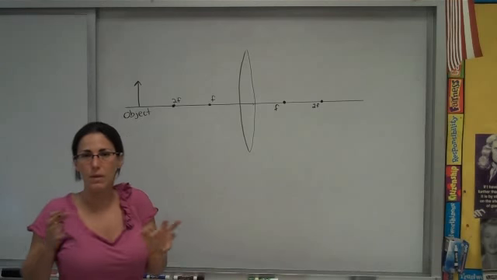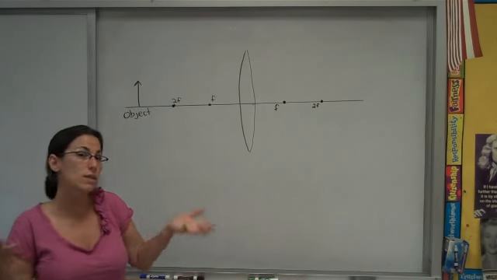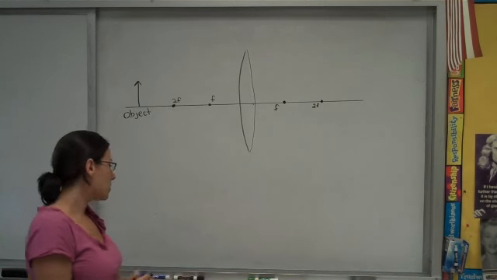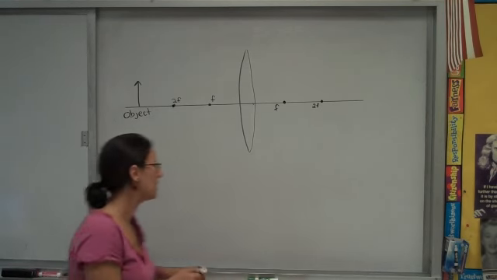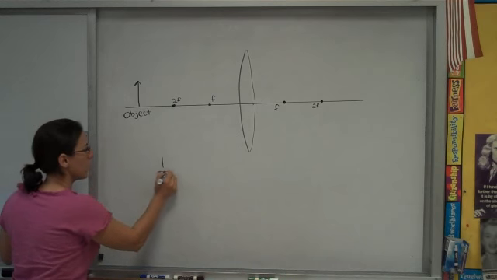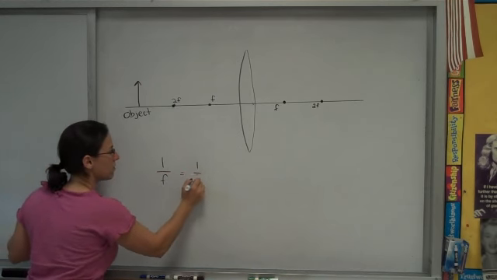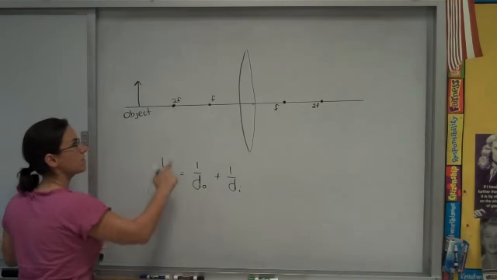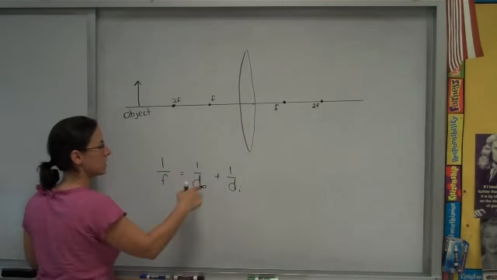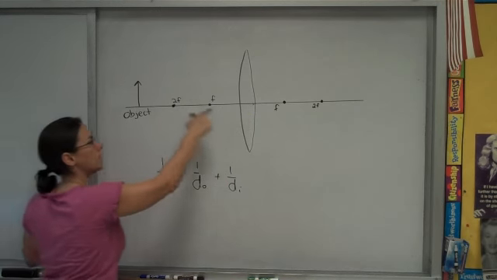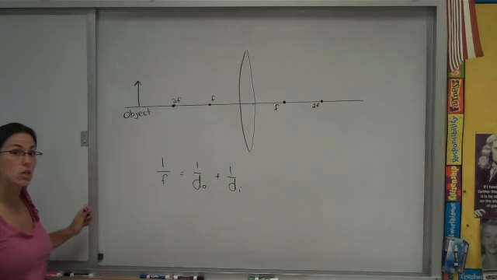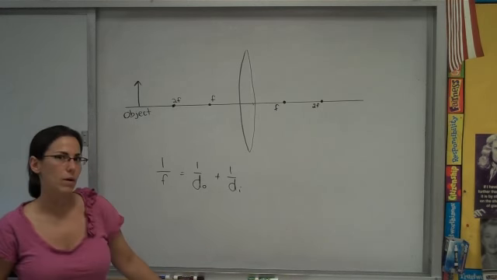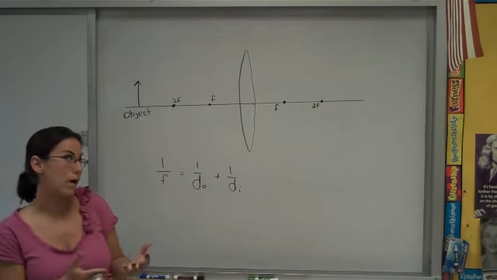Is it right side up? Is it upside down? Is it bigger? Is it smaller? Is it the same size? Is it real? Is it virtual? All those kinds of characteristics. You could probably do that with math really easily by just using the equation that you're familiar with from mirrors, where F is the distance from F to the middle of the lens, DO is the distance of the object to the middle of the lens, and DI is the distance of the image from its location to the middle of the lens. That's the math part, but I want to go over the rules for actually drawing the pictures.